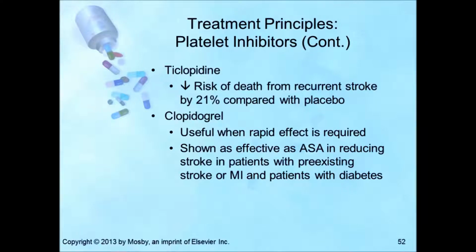The glycoprotein 2B and 3A receptor antagonists, ReoPro, do not allow binding of fibrinogen, thereby preventing platelet aggregation. Following an acute coronary event, these are used intravenously to stop thrombus formation after plaque rupture.